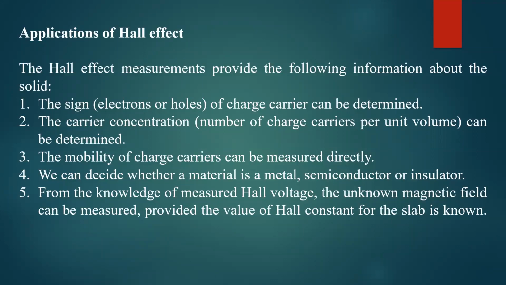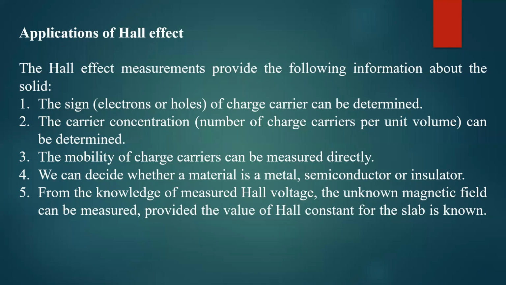Then the mobility of charge carriers can be measured directly. What is the expression for mobility? Mobility is nothing but drift velocity per unit electric field. Also, the current density J is equal to Ne into Vd, and according to Ohm's law you can find the mobility relation as Ne by sigma. I have already studied this in the free electron theory of matter. Using that, you can find the mobility of charge carriers using the Hall effect.